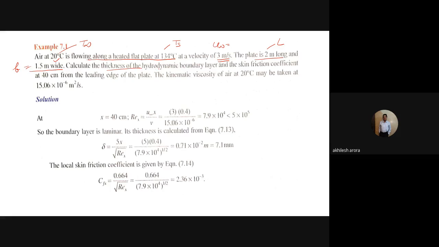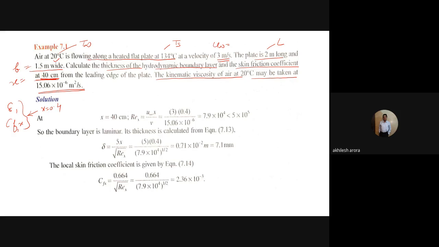Calculate the thickness of the hydrodynamic boundary layer and the skin friction coefficient at 40 centimeter. So we have been given a value of x which is equal to 40 centimeter, corresponding to which we have to calculate the value of delta, and the skin friction coefficient, meaning the local skin friction coefficient. These two values we have to calculate at x equal to 0.4. The kinematic viscosity of air at 20 degrees may be taken as this value. Because it is given in the question, we can take this particular value directly.